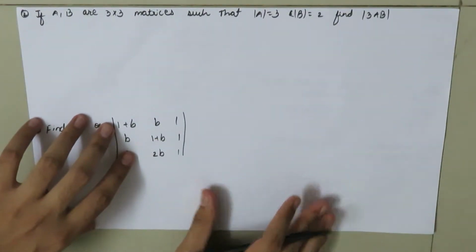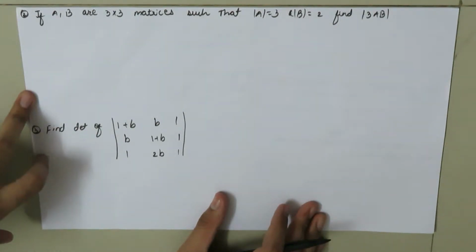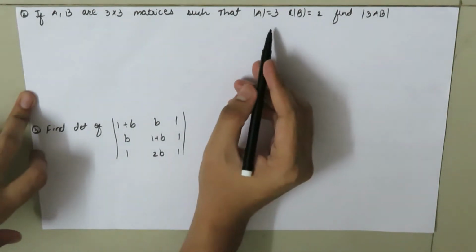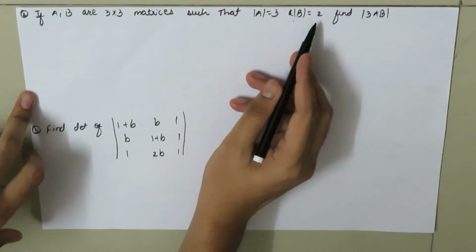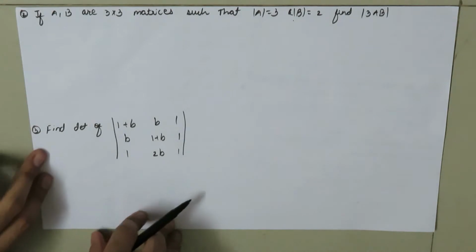So here's our question. If A and B are 3 by 3 matrices such that the determinant of A is equal to 3 and the determinant of B is equal to 2, then we need to find the determinant of 3 times AB.